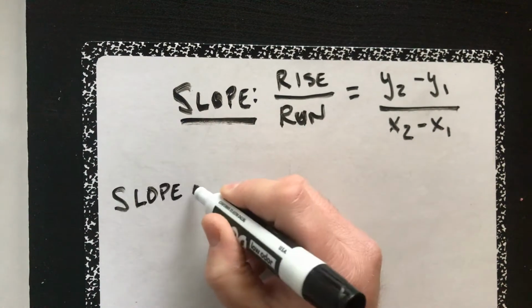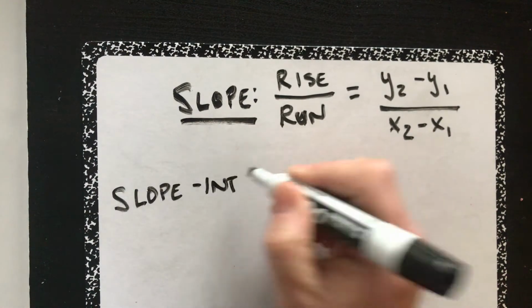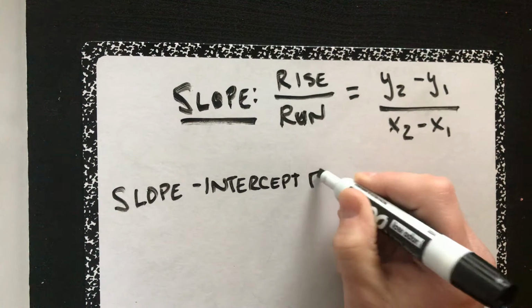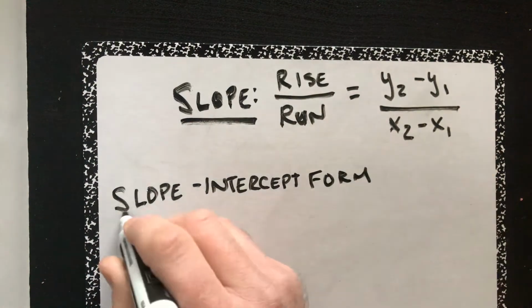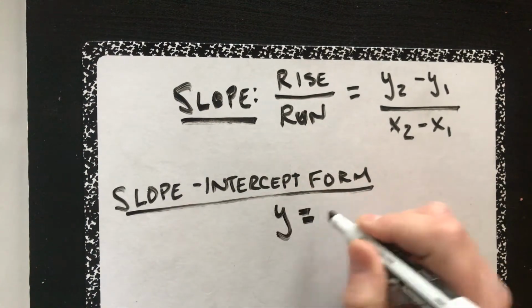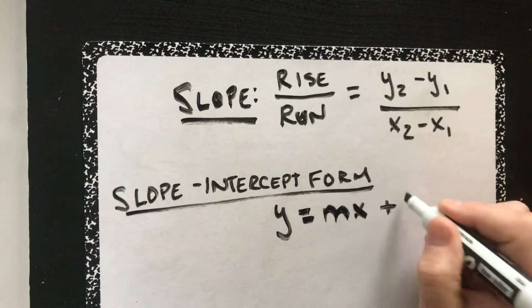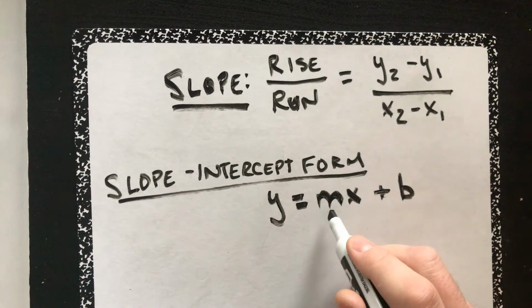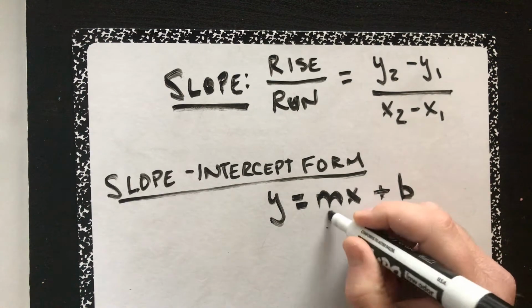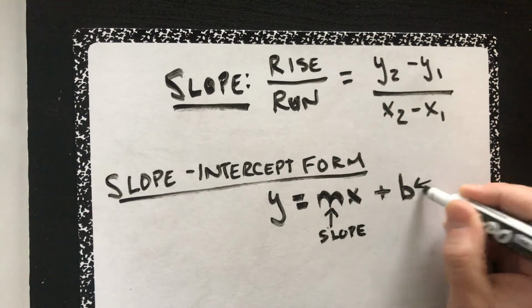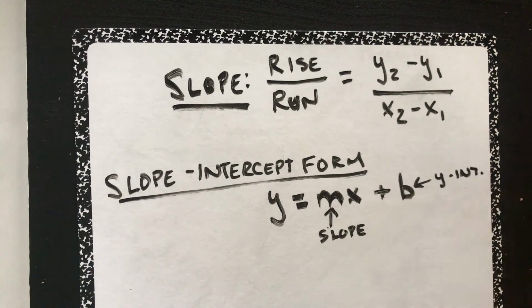Also remember, equations can be written in slope-intercept form. So remember, your slope-intercept form, y is equal to mx plus b. And this is where m is the slope, so this is whatever your slope is. And b is your y-intercept. So y equals mx plus b.